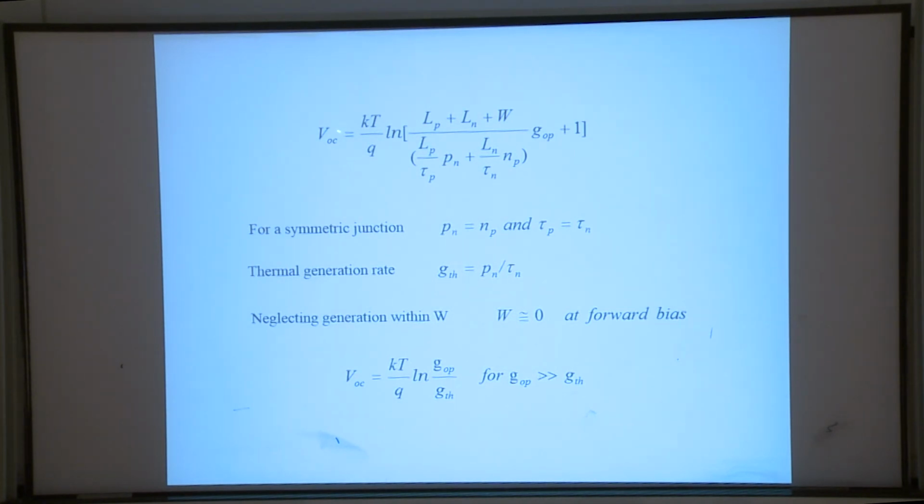Okay, so this is just a simplification of VOC. Although this equation is very difficult, seems to be horrible, if you can simplify, you can assume the doping concentration is similar for each side, and the lifetime for electrons and holes are similar. Actually, it's about the same order. And the generation rate will be this one. It's just a concentration divided by the lifetime.